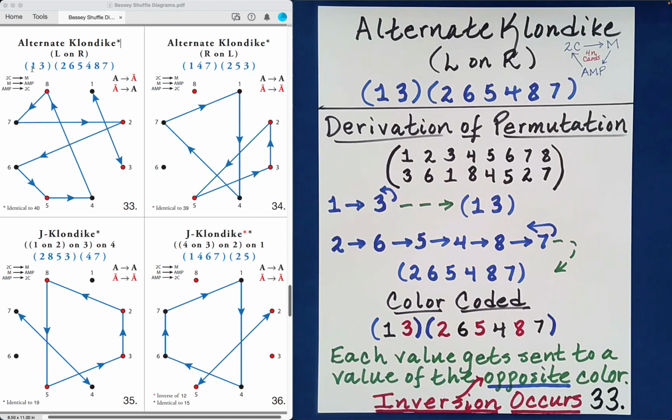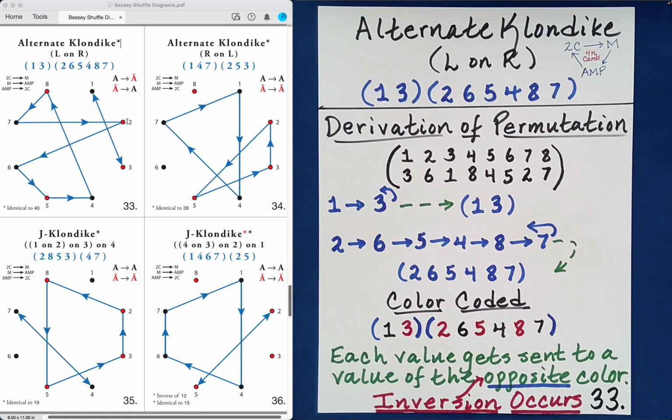So we know that 1 and 3 switch places. So what that means then is we should have a double arrow from 1 to 3, and we do. Now look at what 2 does. 2 goes to 6, which goes to 5, and then to 4, and then to 8, and then to 7, and then back to 2.